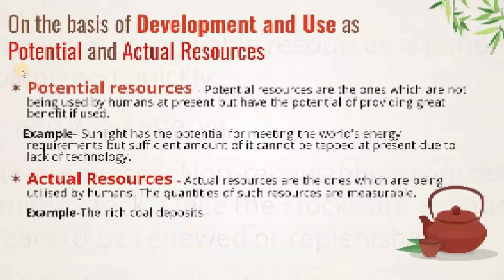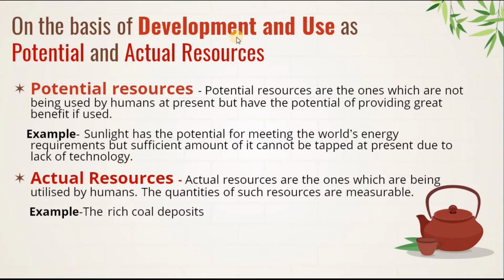Okay, this is our next topic. On the basis of development and use, our natural resources can be classified as potential resources and actual resources, students. So with the name you have to understand: potential means which has capability. The resources which have capability or potential, but with the lack of technology, we cannot use their potential now. But with time, in future, with new technology, we can use their potential. Yes, we can use these resources properly.